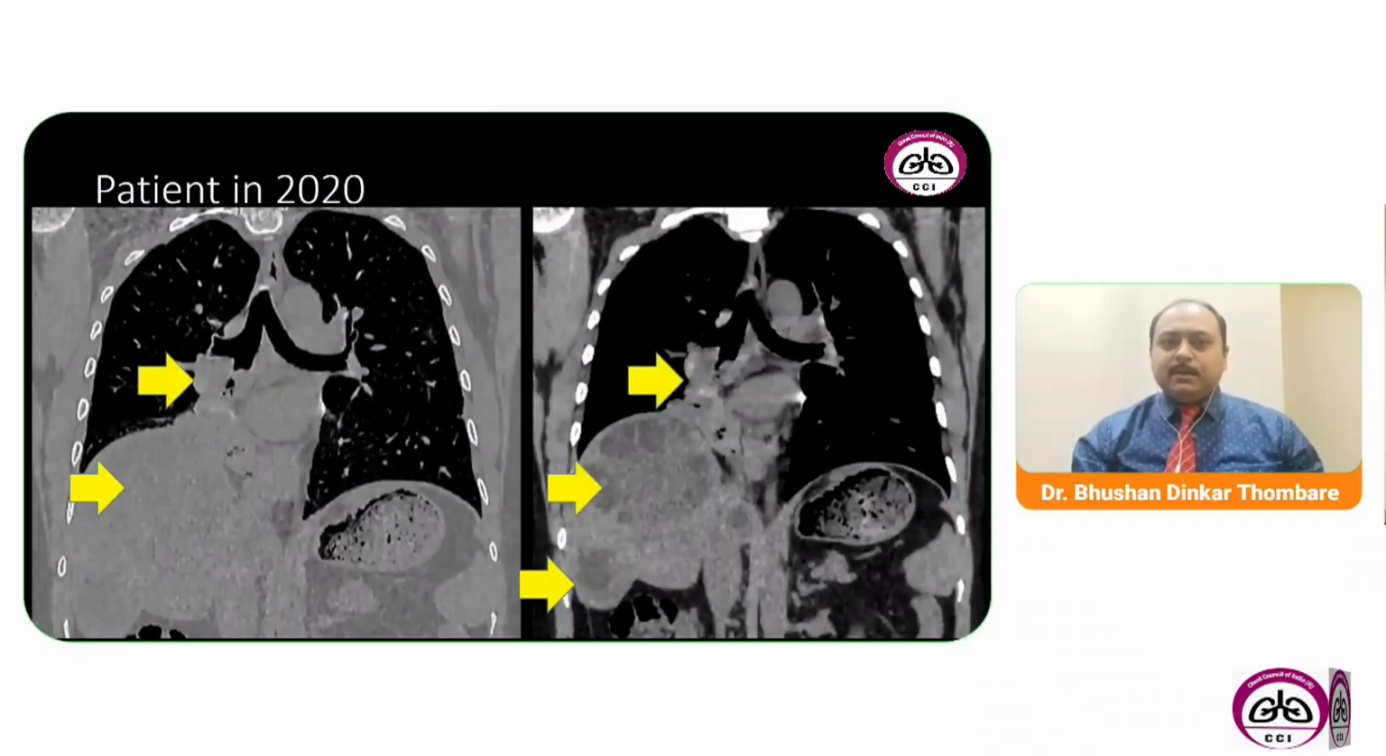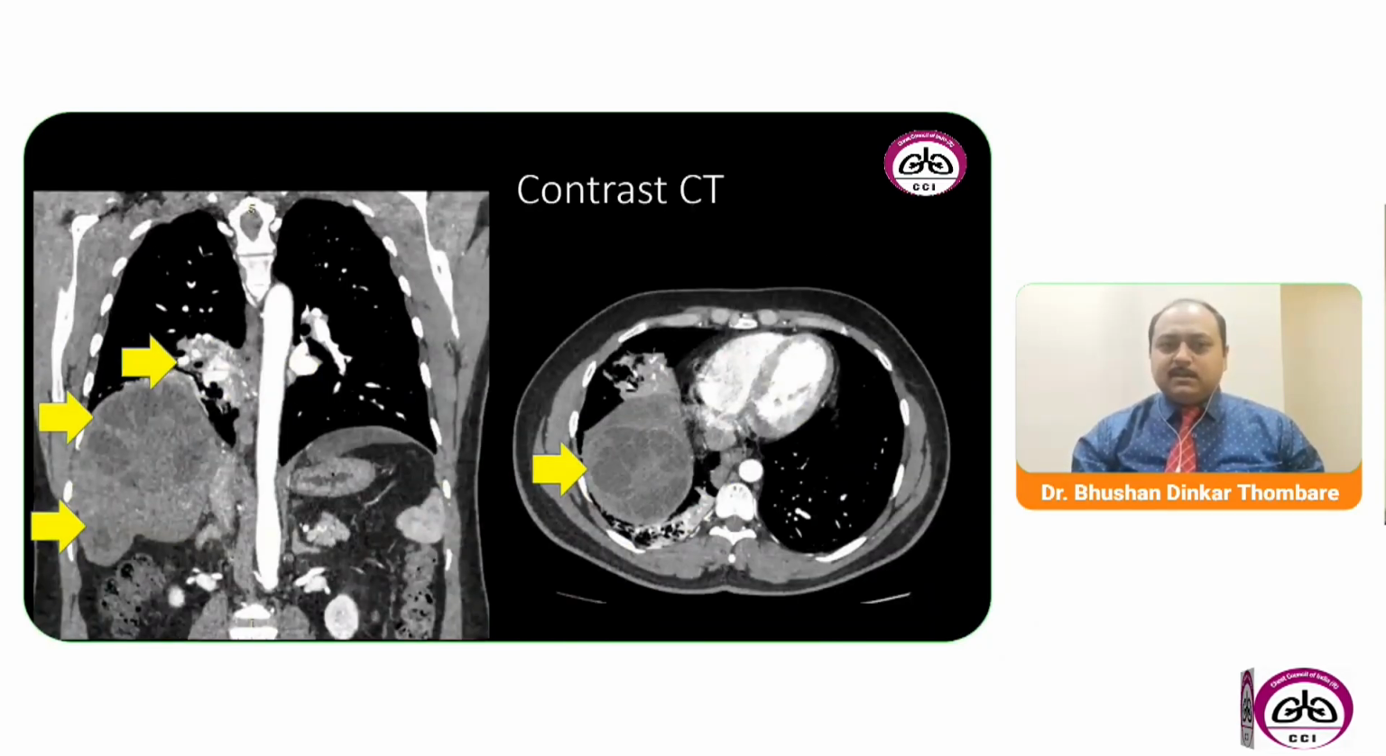You can see, the patient came in 2020, where you can see the clot in the lower lobe bronchus and the multi-septate cysts in the liver. The contrast enhanced CT exactly shows the pattern of the cyst.